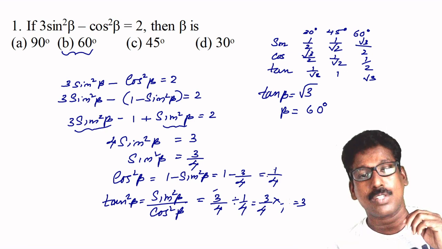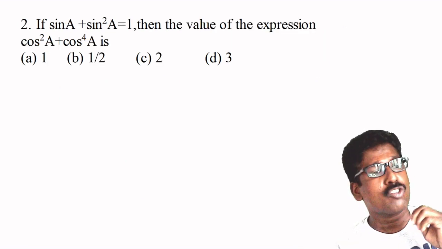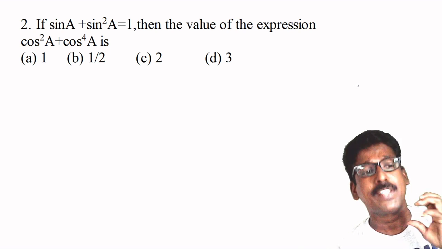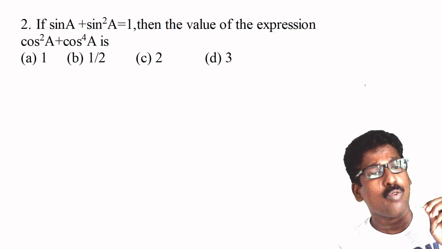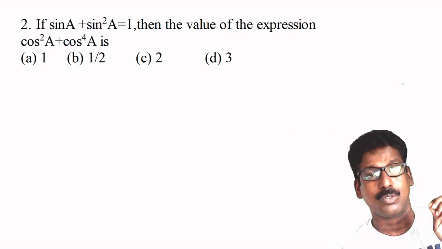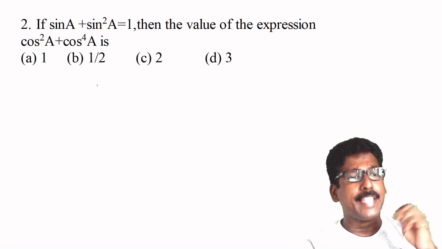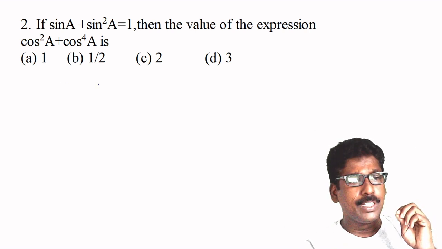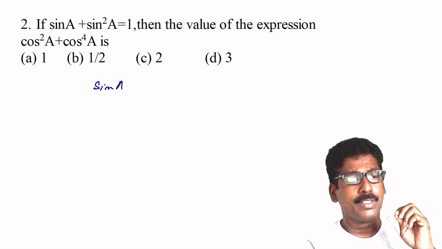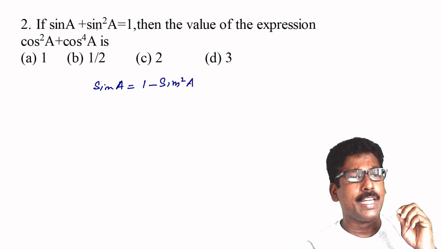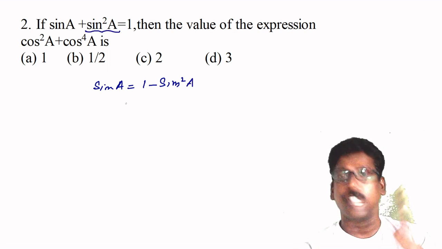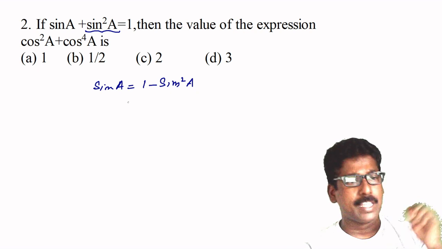Now look at the next question. The next question is, if sin a plus sin square a is equal to 1, then the value of the expression cos square a plus cos raised to 4a is equal to. Let's do it. Given that sin a plus sin square a is equal to 1. If it is so, what is sin a? Sin a you can write as 1 minus sin square a. Because here this plus sin square a you transpose to the other side, it is minus sin square a.